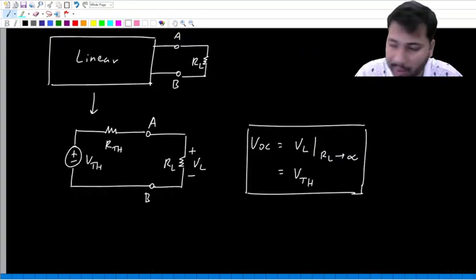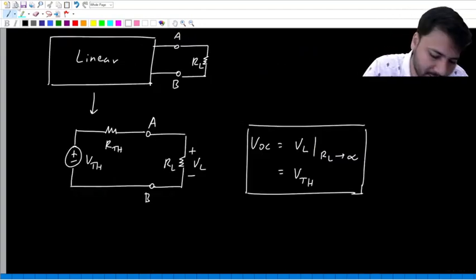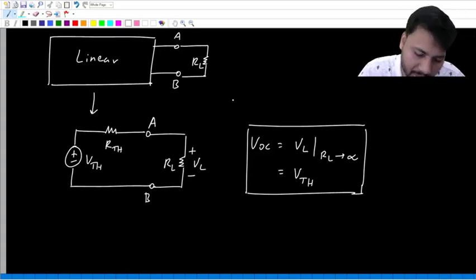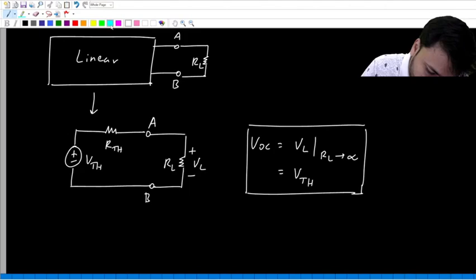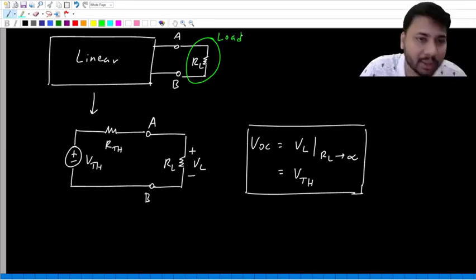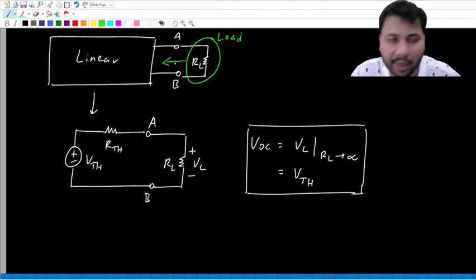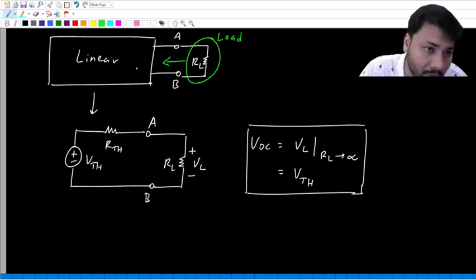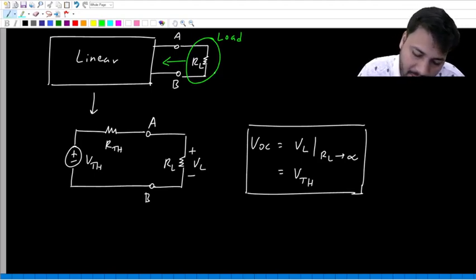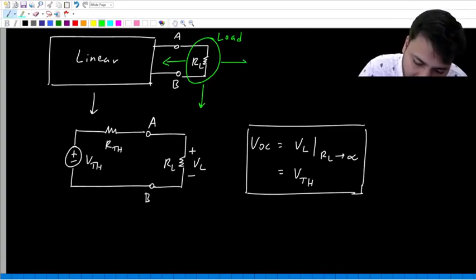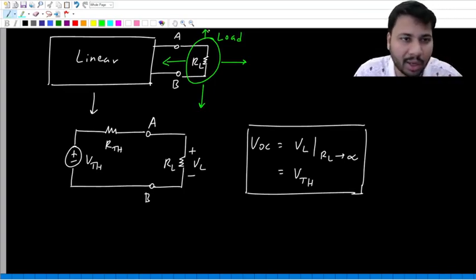Now what is Thevenin resistance? Let's understand what is Thevenin resistance. Now what will the load do? This is the load. The load is going to look in this direction. I mean, the load can look in any direction. The load can look downwards. The load can look towards the right. The load also can look upwards.